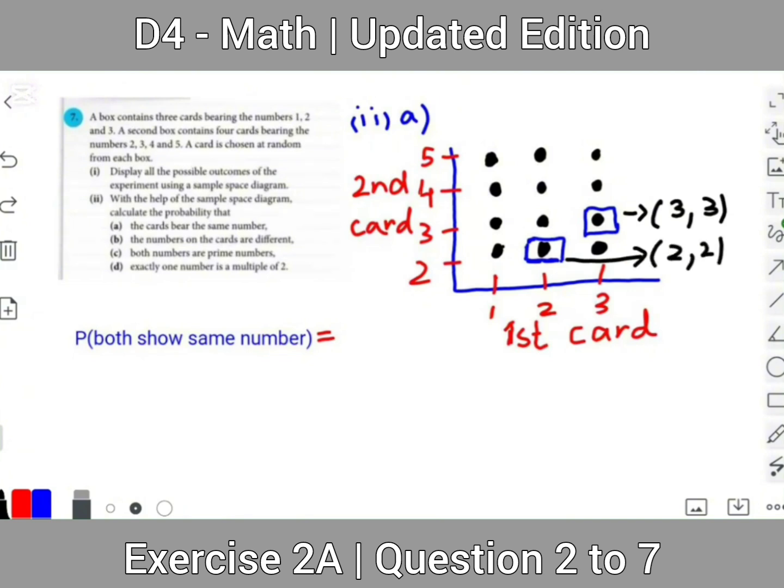So the number of elements in the event is divided by the number of elements in the sample space to find the probability of any event. So the total number of outcomes in our sample space.